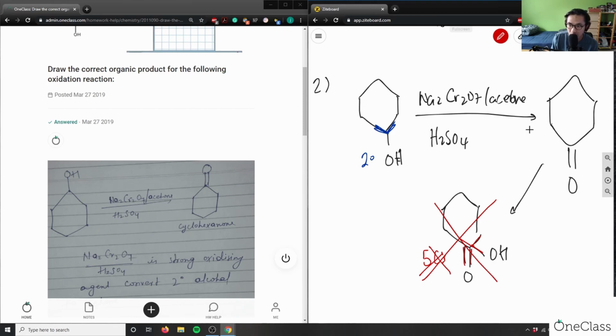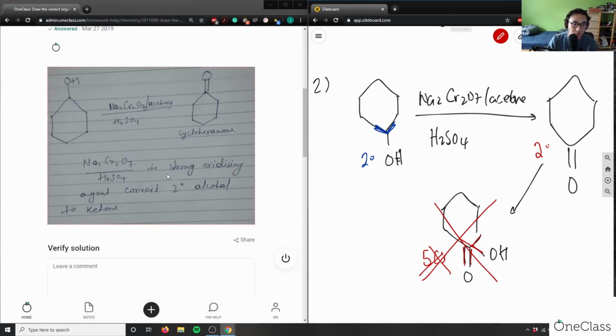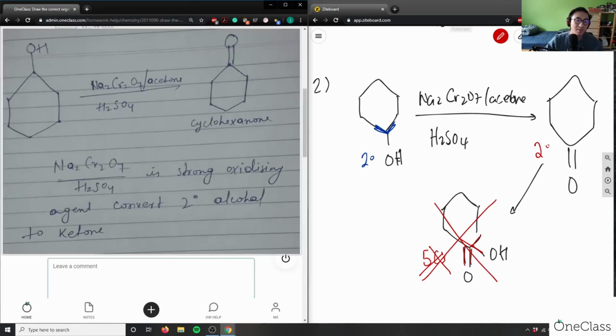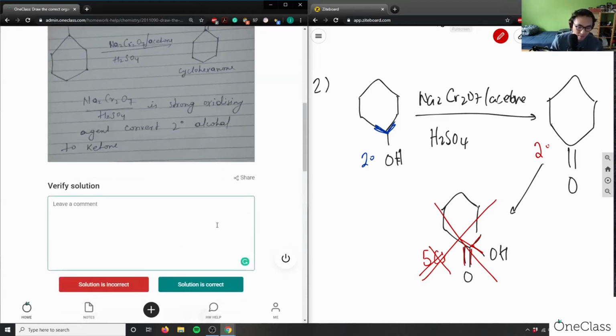So this here is a secondary ketone, and we are good to go. So this here is an oxidation reaction of, this is again, cyclohexanol becoming cyclohexanone. So this here is a correct answer. It oxidizes, converts a secondary alcohol to a ketone. So this solution here is correct.